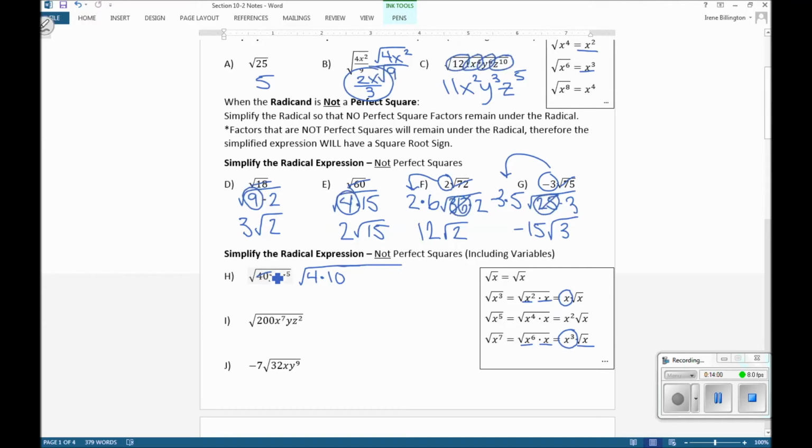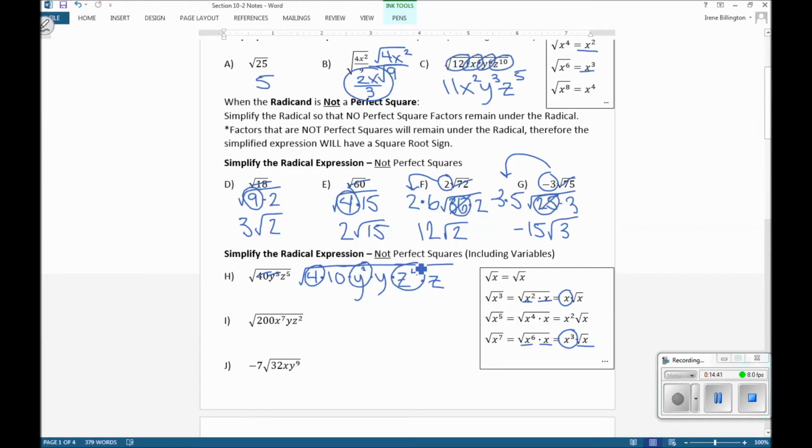How about y to the 3rd? When I'm dealing with an odd exponent, I want to take 1 away from my exponent. So I'm going to rewrite y to the 3rd as y to the 2nd times y. And then how about z to the 5th? Same thing. We're going to take 1 away from our exponent, so z to the 5th will become z to the 4th times z. So I have 3 perfect square factors underneath this square root sign: 4, y squared, and z to the 4th.